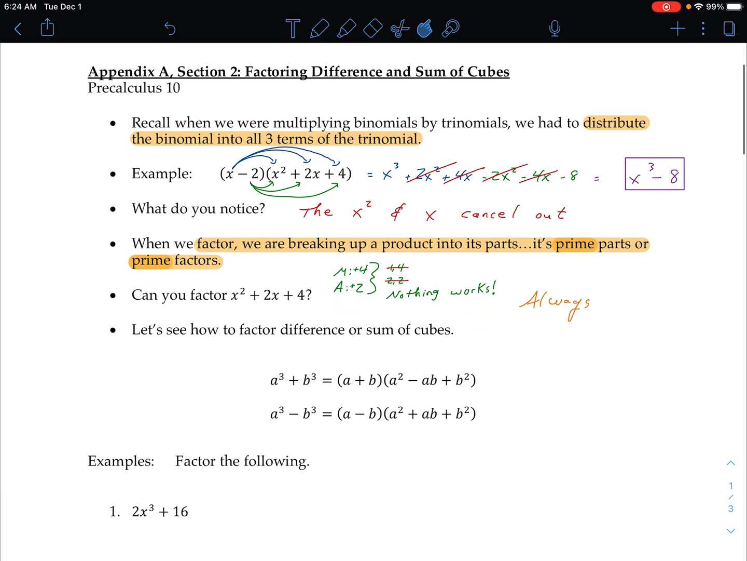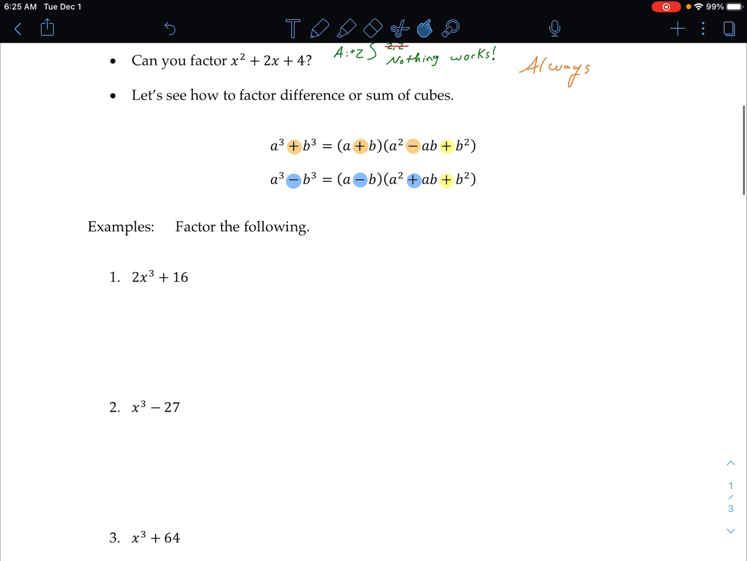All right, so here are our two formulas. If you notice, they're very similar. Both of them have a plus right before the b squared, the last term squared. Always. That's always true. Now, the only difference is if you have a plus in the beginning, then you have a plus in the binomial, minus in the trinomial. Plus, plus, minus. If you have a minus originally, then you have a minus in your binomial and a plus in your trinomial. So it's either plus plus minus or minus plus plus. Okay, let's look at some examples.